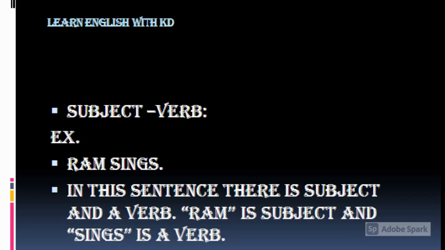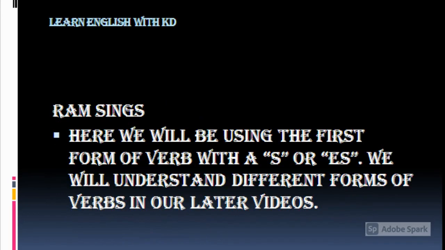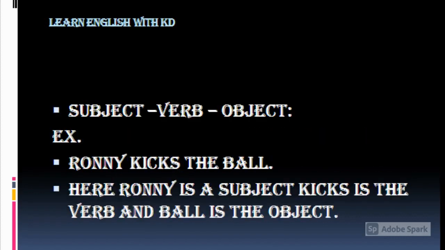Subject verb. Example, Ram sings. In this sentence, there is a subject and a verb. Ram is a subject and sings is a verb. Ram sings. Here we will be using the first form of verb with s or es. We will understand different forms of verbs in our later videos.